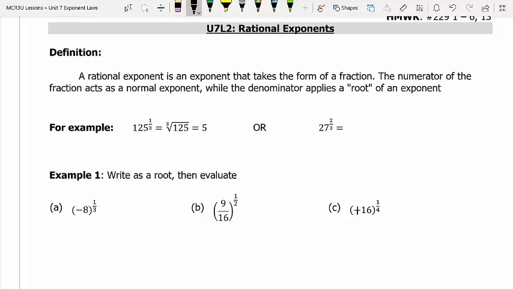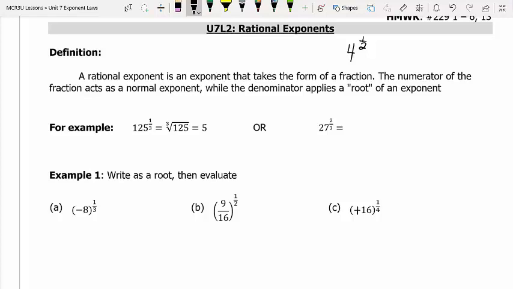Unit 7, Lesson 2, Rational Exponents. So in this lesson, we're going to learn how to deal with powers where the exponent is a fraction. For example, 4 to the power of a half. The exponent there is a fraction, it's a half. So we're going to learn how to deal with this.